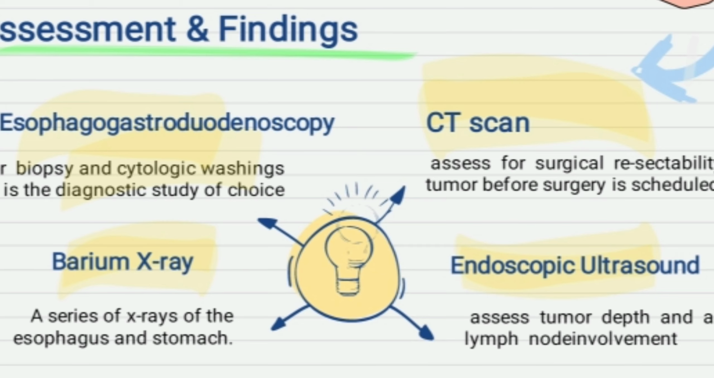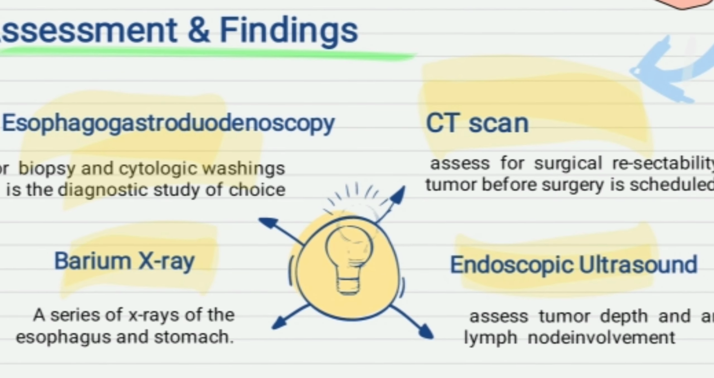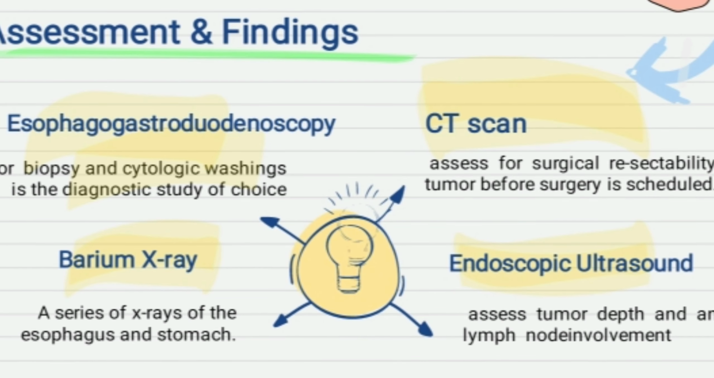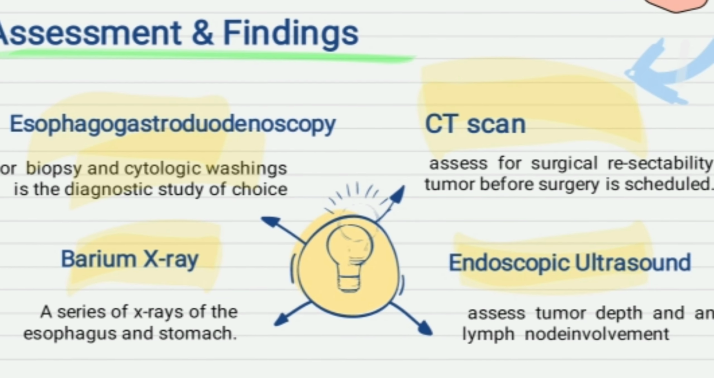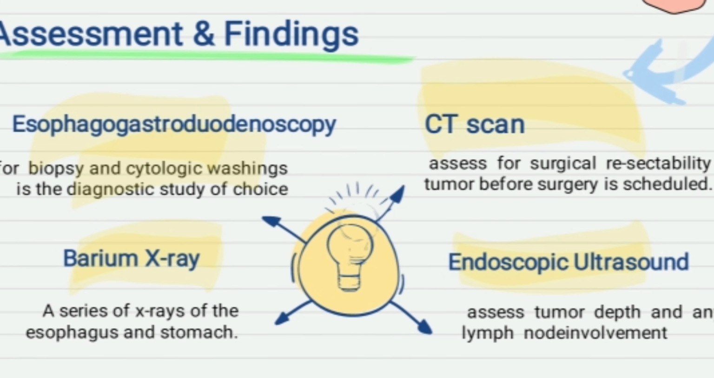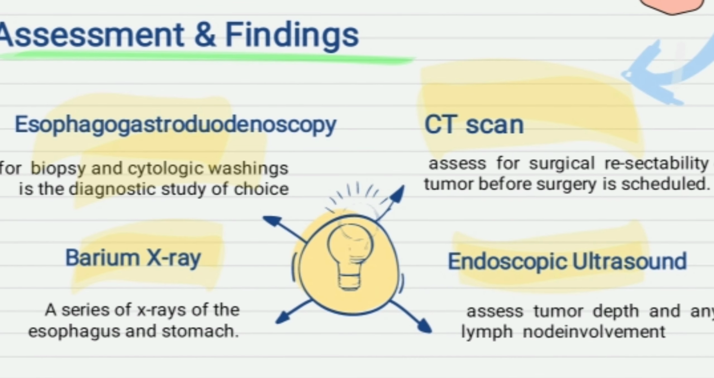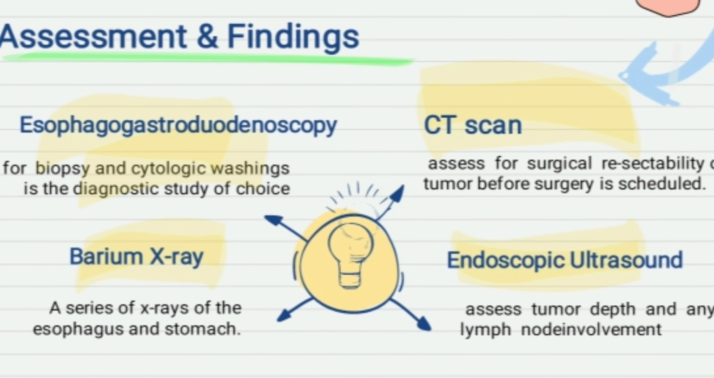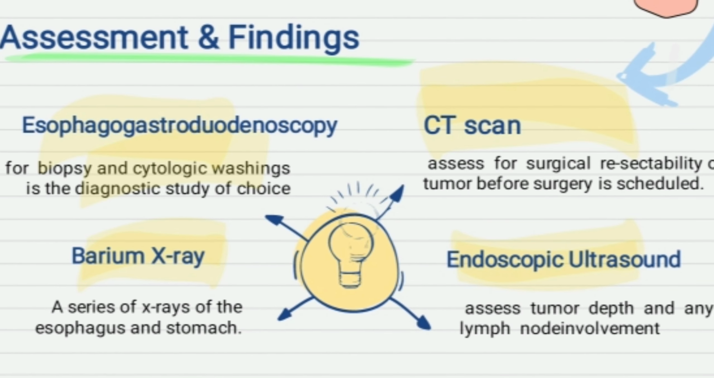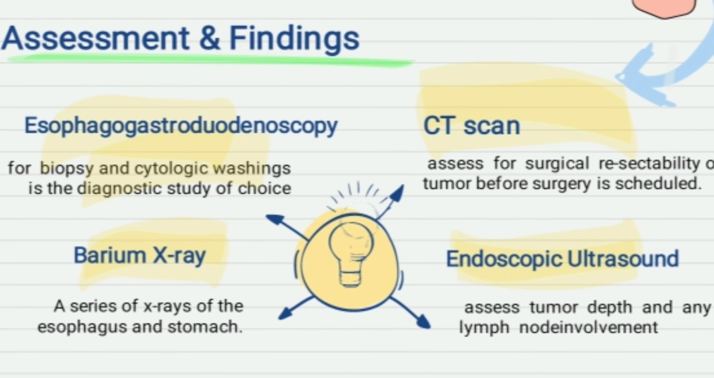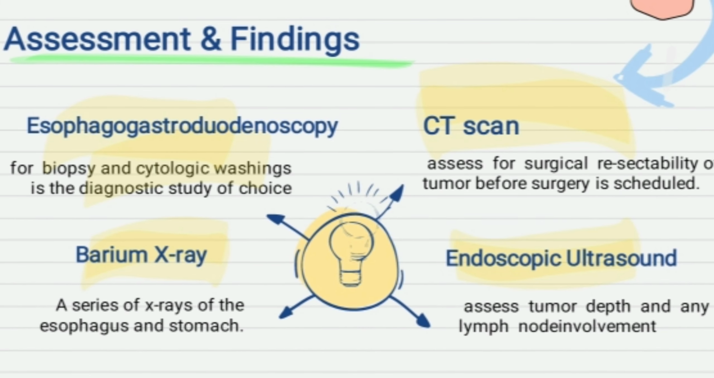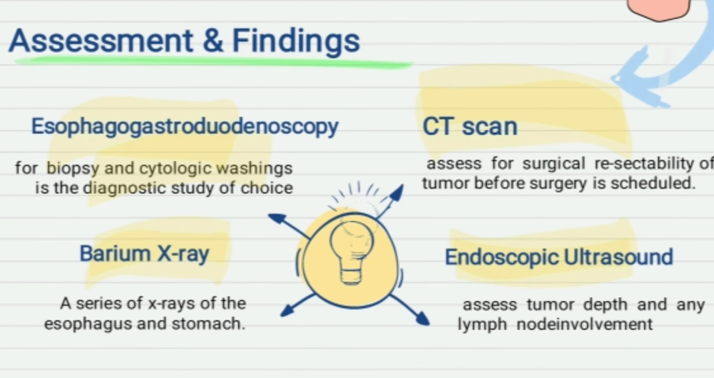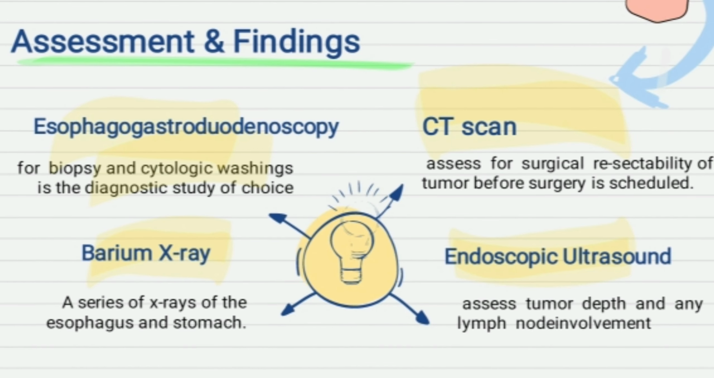And a barium X-ray is a series of X-rays of the esophagus and stomach. It is where the patient drinks a liquid that contains barium, a silver white metallic compound. So the liquid coats the esophagus and stomach and X-rays are taken. This procedure is also called an upper GI series. And a barium X-ray examination of the upper GI tract may also be performed.